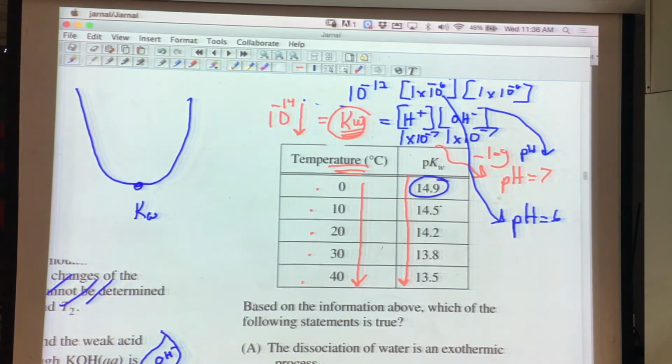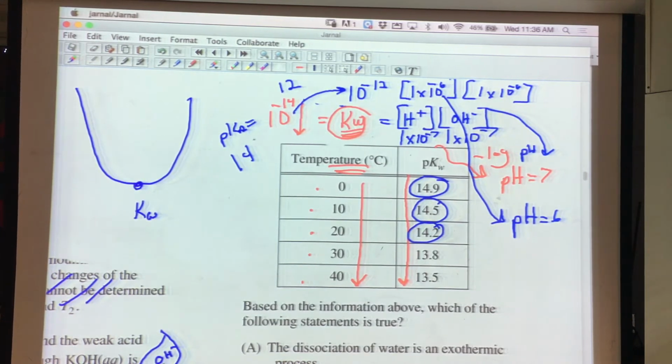Because I know the pKw is dropping, which really means the Kw is getting what? Bigger, right? This negative exponent went from 10 to the negative 14 to 10 to the negative 12. This is a pKw of 14. This is a pKw of 12. So when the pKw drops, it just means that this number is getting bigger. So when K gets bigger, what is K equal to? Products over what? So there's more products. So that means that this is moving this way. Correct?